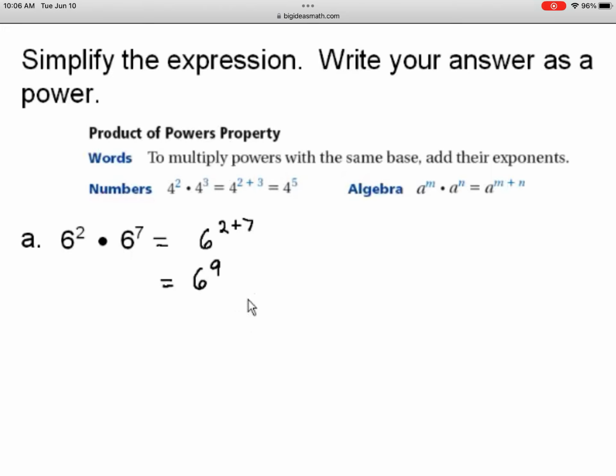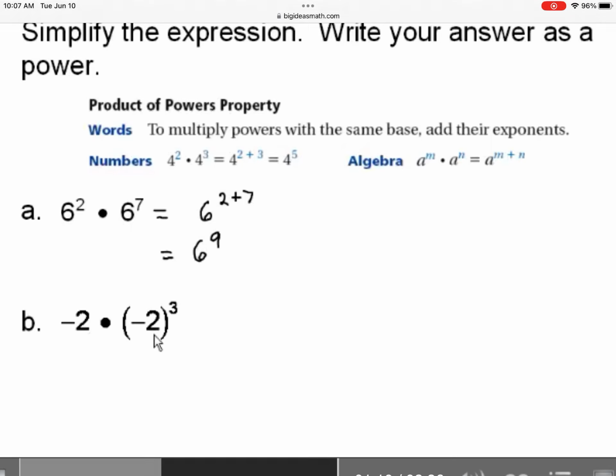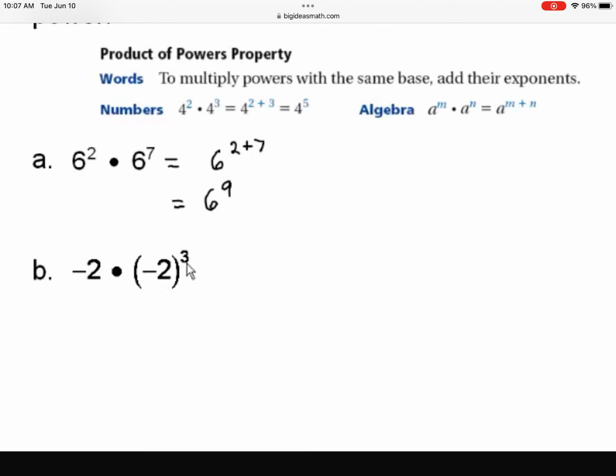Let's look at another example. Simplify the expression -2 times -2 to the 3rd. Remember that a number written without an exponent is the same as that number raised to the first power. Notice that the powers have the same base, -2, and are multiplied. This means that we can use the product of powers property.